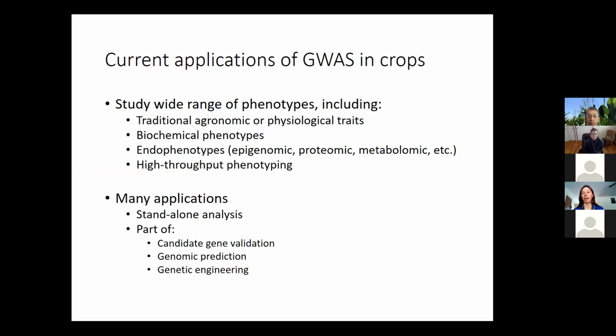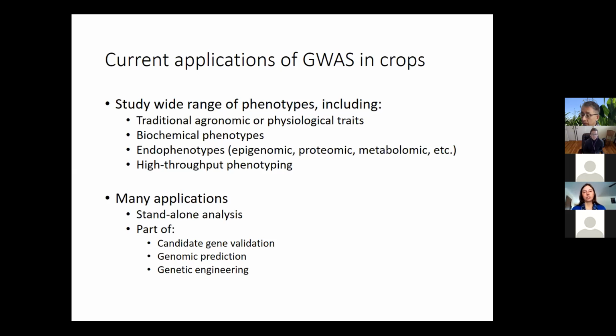You can also look at endophenotypes, which are just any phenotype in between the genome and what we would normally call your final phenotype. So that's things like the epigenome, the proteome, and metabolome. And of course, you can also use GWAS to study the output of high throughput phenotyping, which I know a lot of people in our department work very hard on.